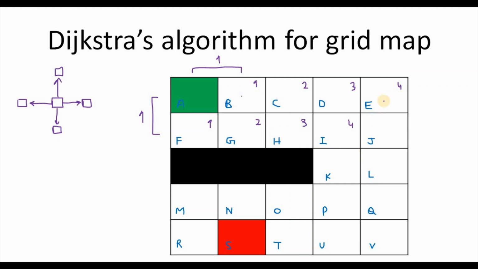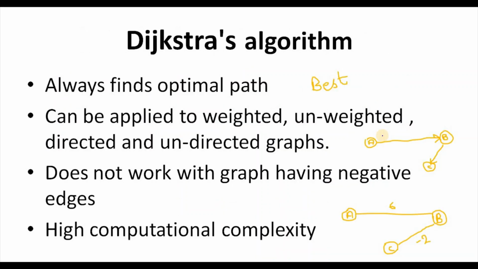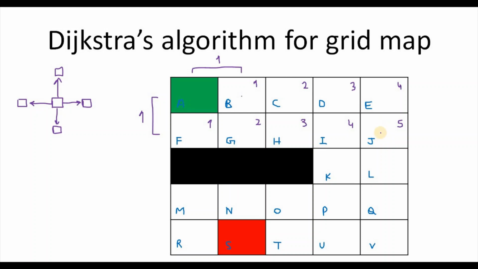We make E our current node and look at its neighbors. E has 2 neighbors. D is already visited. We look at J now, and J has a cost of 5, because 4 plus 1 is 5. Now J has how many neighbors? So we make J our current node here, and we look at its neighbors.